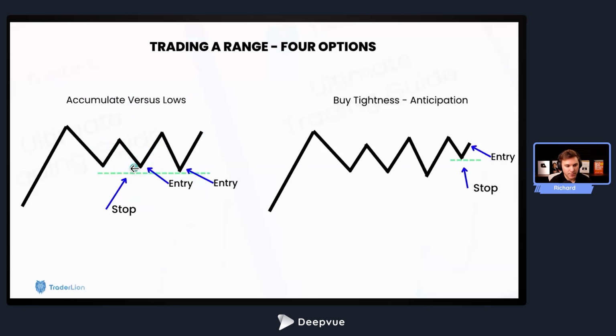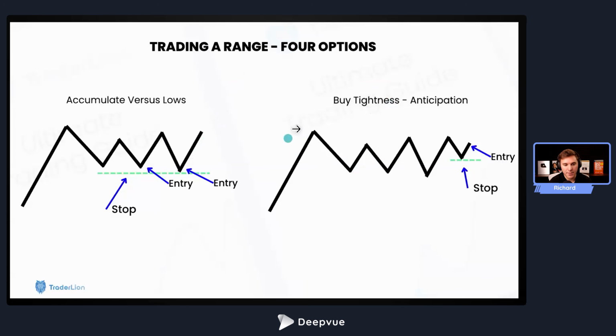And you enter as it pulls into it, moves back up, pulls in, moves back up. You might have multiple times where this happens and then it breaks out. That's one way to trade a range, but you might be stopped out a little bit more. But the advantage of this is that you can keep your stop really, really tight and accumulate a pretty big position before the stock actually resolves that tight area.